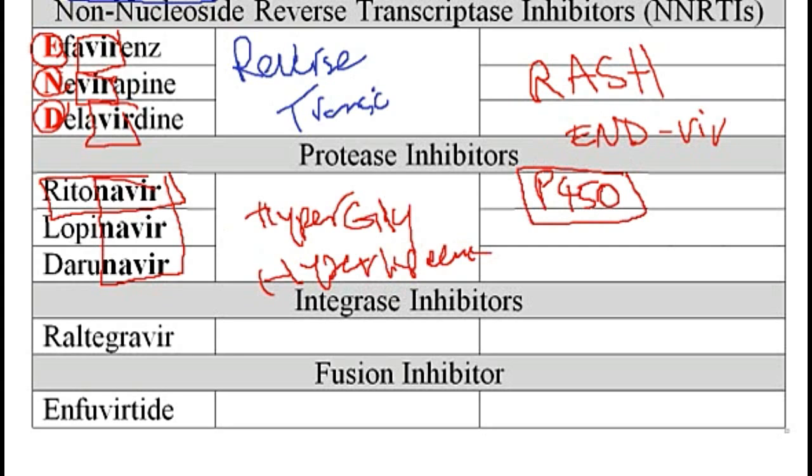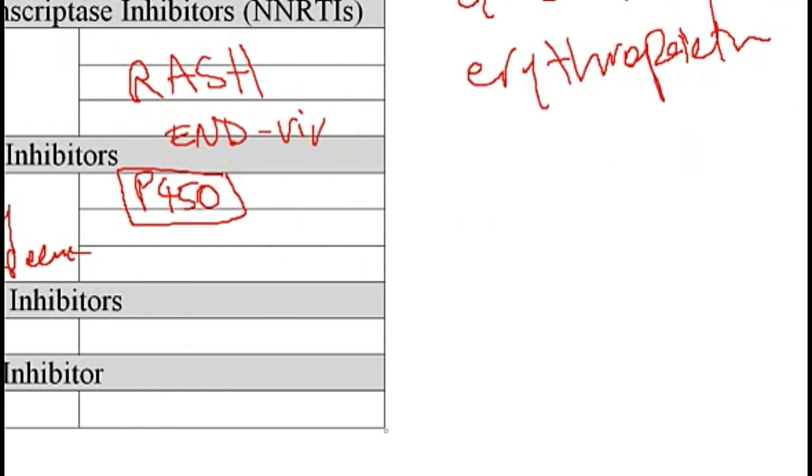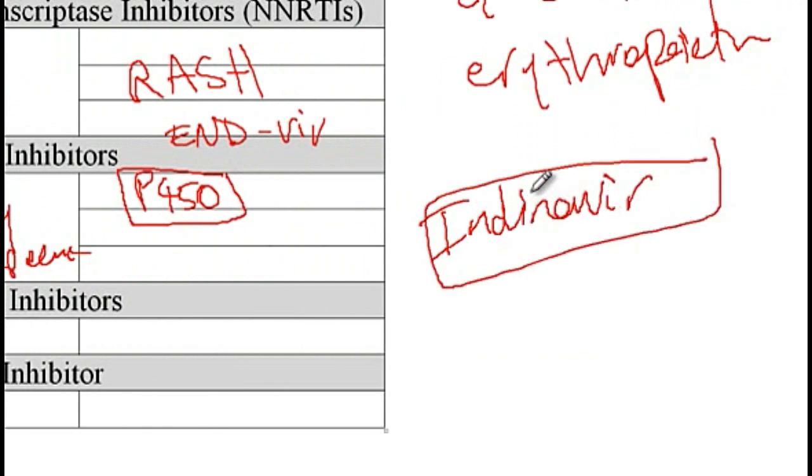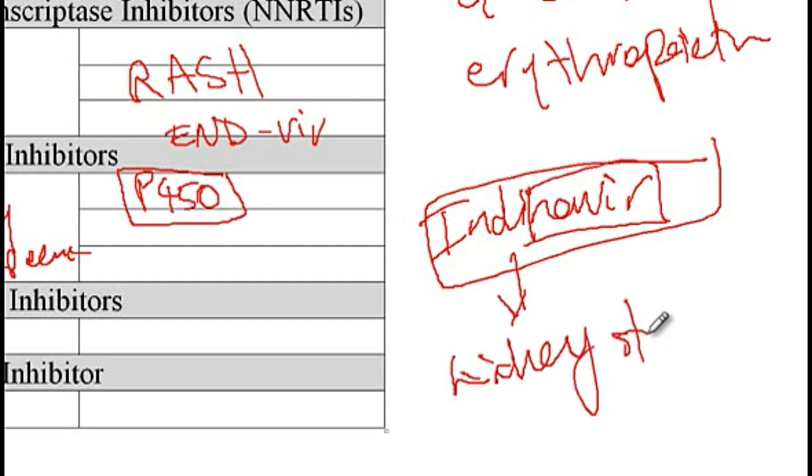And then there is one other medication called indinavir, which I haven't listed here. And this medication is another protease inhibitor because its name ends with navir, and it causes kidney stones. And thus these patients will present with hematuria, which means there would be blood in the urine.